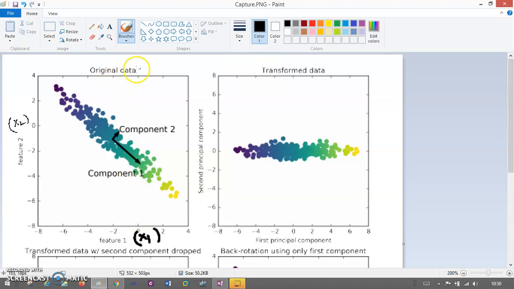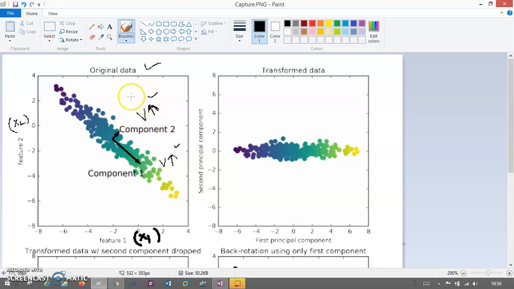Okay, and this is the original data that I was talking about. This is x2, x1, feature 1, feature 2, and the principal components, PC2 and PC1. You can see the first arrow is in the direction of high variance. The second principal component is orthogonal to the first direction, and this is the next high variance. So this is the first, and this is the second high variance. I hope you're getting it.